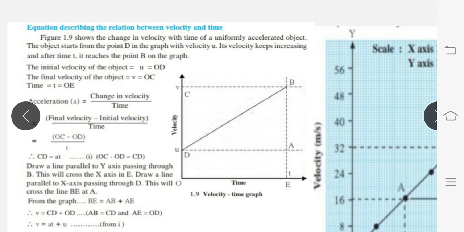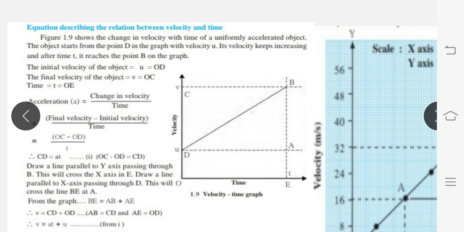If an object moves with initial velocity, that is u, in a straight line and reaches the point B, then it attains a final velocity, that is v. Change in velocity per time is denoted by the letter a, with time t. Now the distance covered by the object is calculated by the area covered by the object.